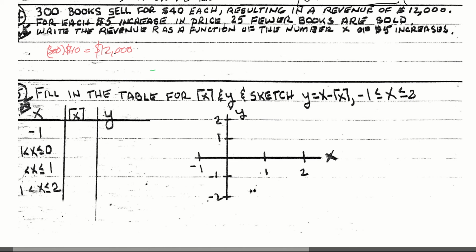And now it says for each $5 increase in price, 25 fewer books are sold. So revenue is the portion for, the price is the $40. So for increase, 40 plus 5x, meaning per $5 increase, that's how much money it would cost. So x is the number of increases.